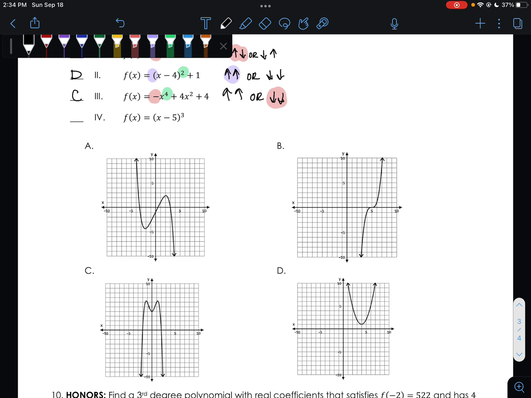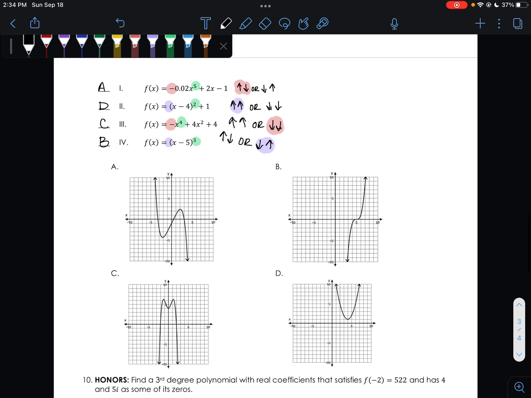Number 4, okay, I see that my degree is 3, which means that it's either going up and then down or down and then up. My leading coefficient of this one is positive, which means my right side's going up, so it's going to be this one, which looks like it's answer choice B. You could also graph all of these and match the equations to the graphs that way.